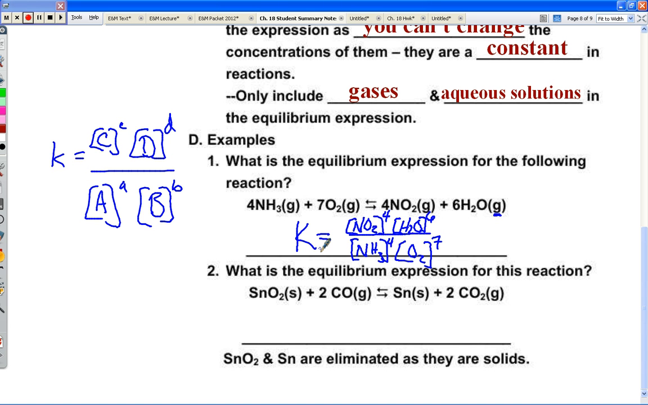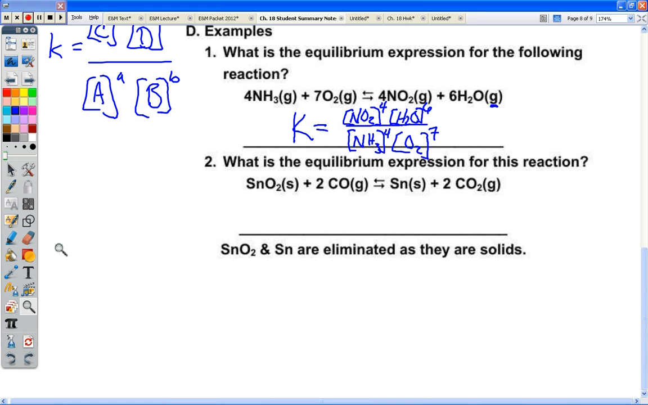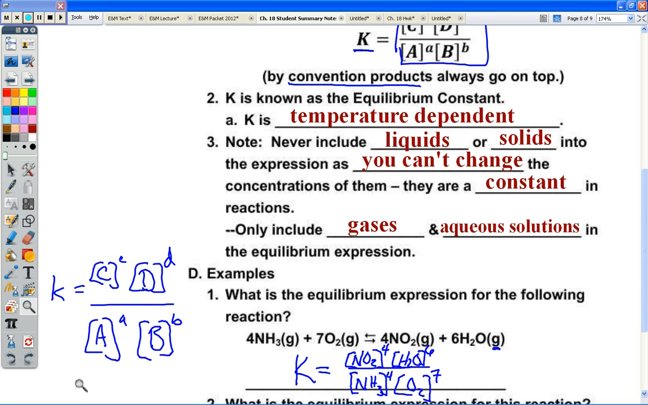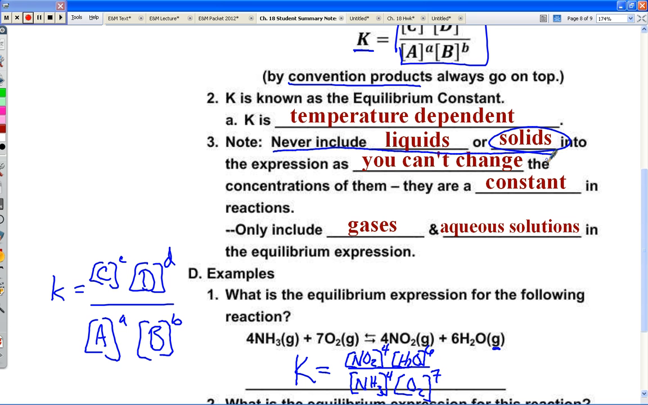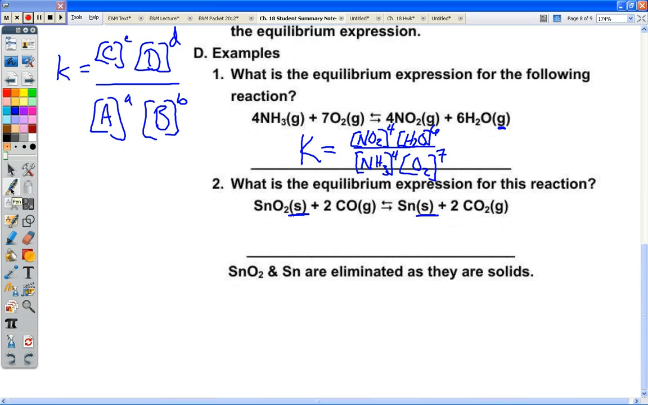Okay, here's another one. What is the equilibrium expression for this reaction? I'm going to raise this up a little bit. The equilibrium expression for this reaction is going to follow the same pattern, except notice, here's a solid, and from up here, we never include liquids or solids in our expression. So we're going to avoid those two.